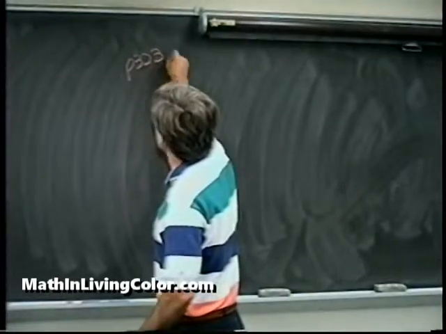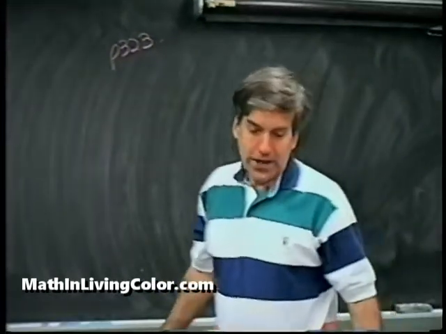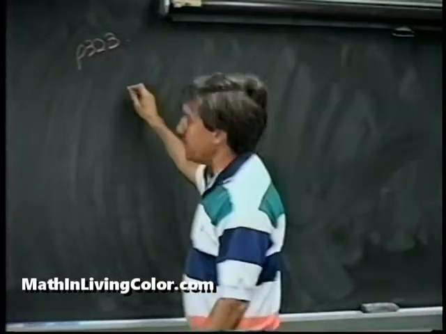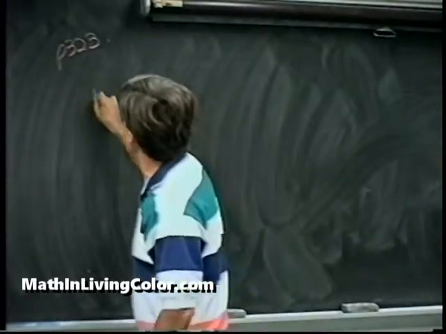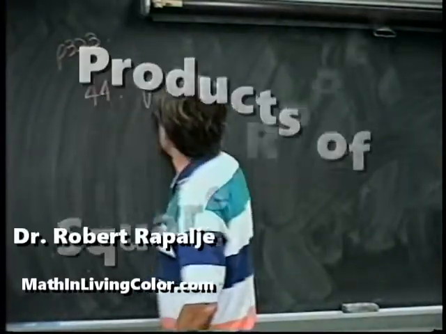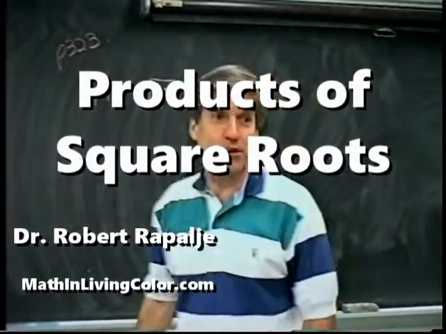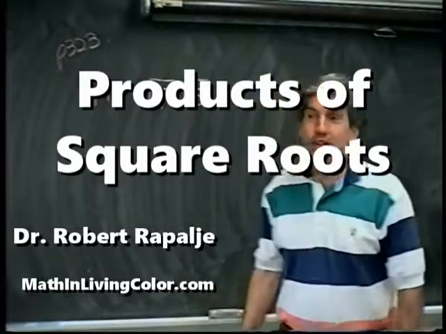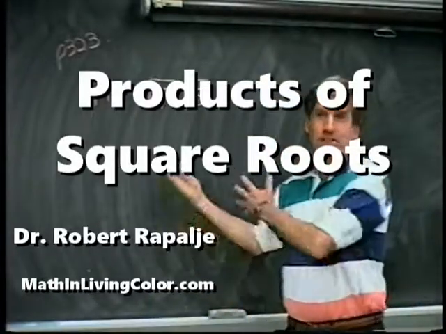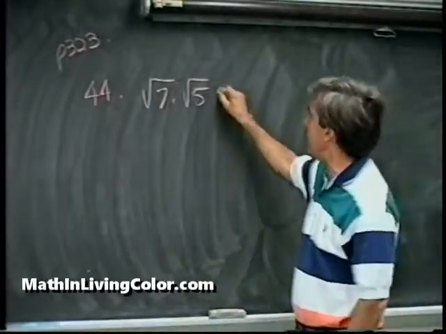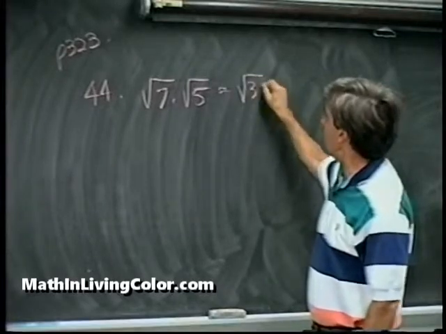Page 323, I want to give you this thought. What if you have, number 44, the square root of 7 times the square root of 5? How do you do the square root of 7 times the square root of 5? Well, we go from something incredibly difficult to something that's obviously easy. What would you do with that? Square root of 35, right?